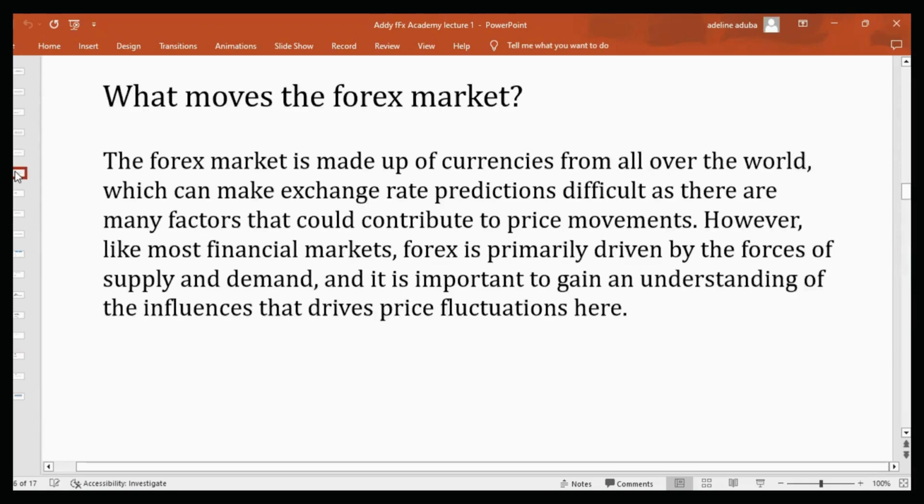What moves the Forex market? The Forex market is made up of currencies from all over the world, which can make exchange rate predictions difficult.